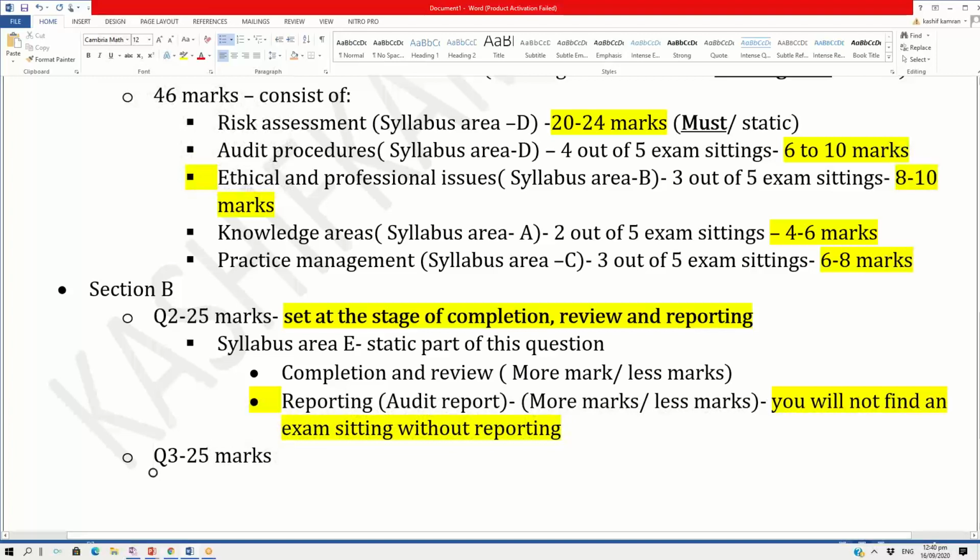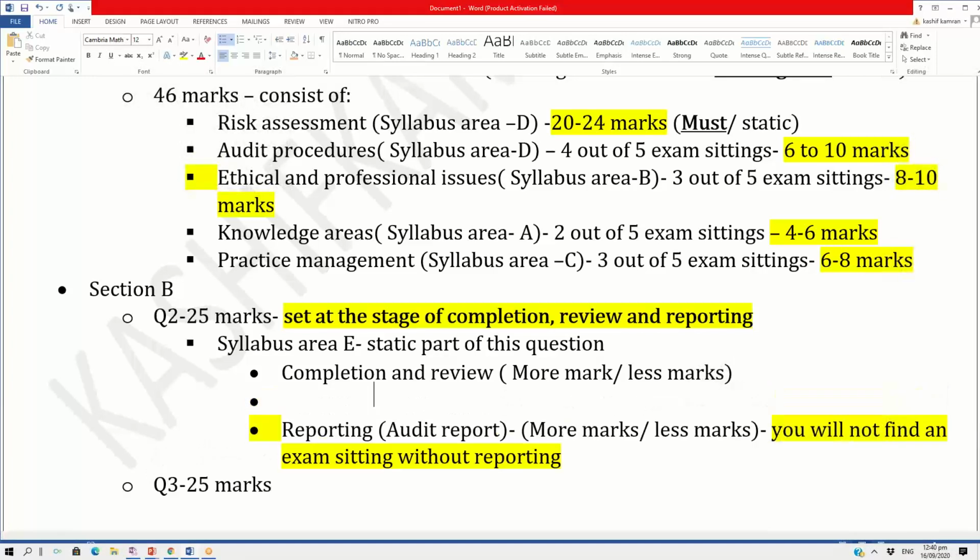Now, actually, what comes in completion and review? In completion and review, the examiner will ask you the evidence in working paper file. That's a proper topic which you will go through in my course. That is an activity at the stage of review where you are reviewing the working paper file. You will come across this in my syllabus. That's a very prominent question, a very profound question the examiner puts in question number 2.